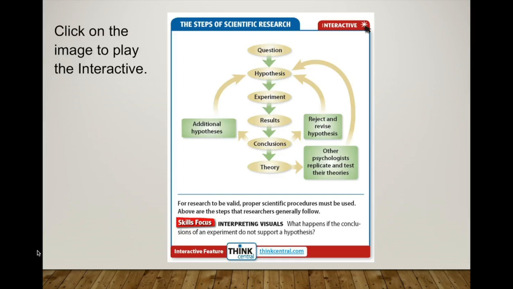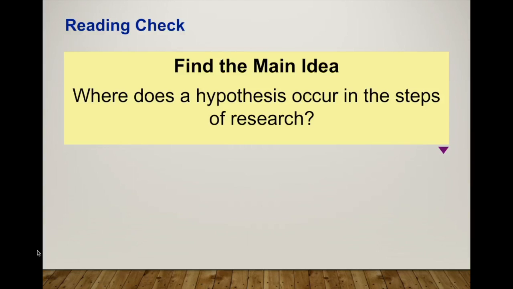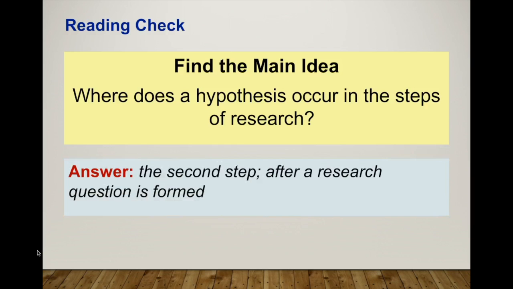And here are the steps of scientific research: the question, hypothesis, experiment, results, conclusions, and theory. You always have to go back and redo the experiment as often as you can in order to verify that it is correct. Where does a hypothesis occur in the steps of research? The second step, after a research question is formed.